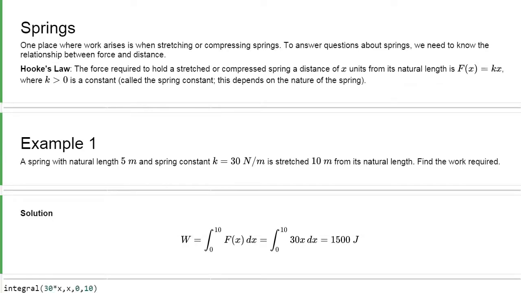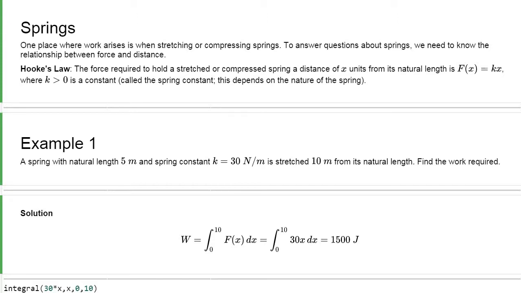So here's an example of that using springs. There is a relationship between force and distance of a spring, and that's given by what's called Hooke's law. The force required to hold a stretched or compressed spring a distance of x units from its natural length is some constant k times x, where k is a positive constant which depends on the nature of the spring. Now this law holds as long as you don't stretch the spring too far. If you stretch it too far, you will break the spring, and it doesn't apply anymore.